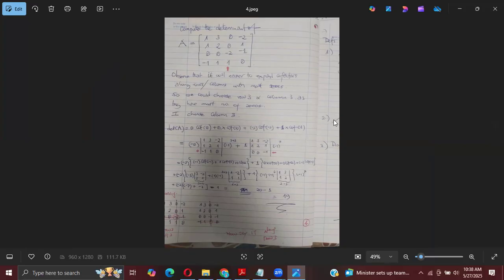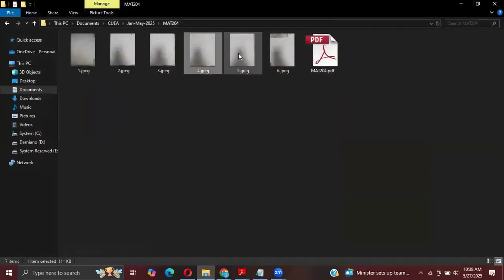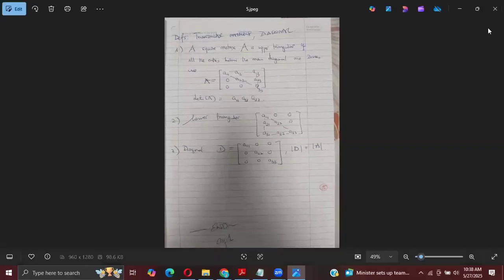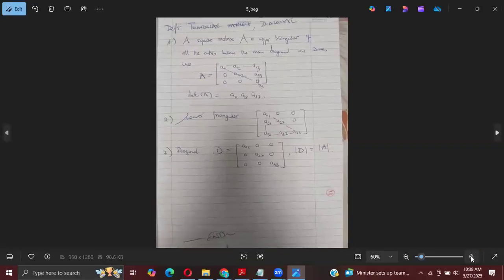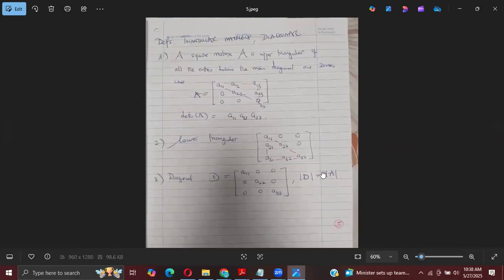So as far as that is concerned, I think I've done that example. Now, the last part of the lecture, let's go to page 5, which talks about some special types of matrices. Basically three that I mentioned here: triangular matrices and diagonal matrices. Triangular matrices can be upper triangular or lower triangular. And if it's both upper and lower triangular, then it's a diagonal matrix.